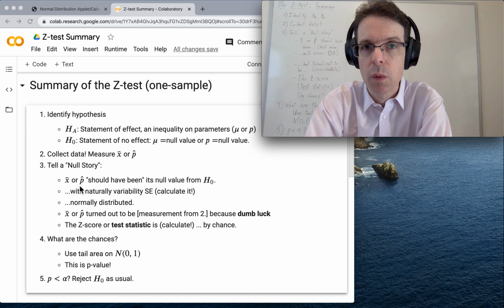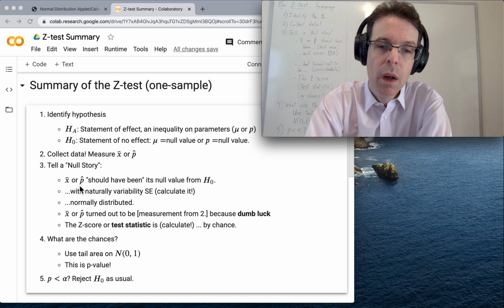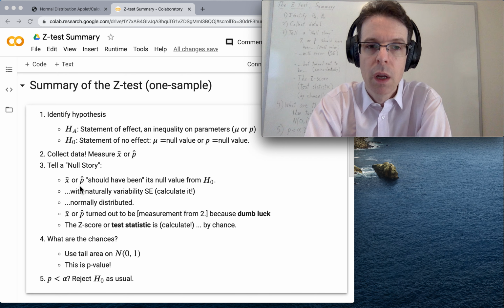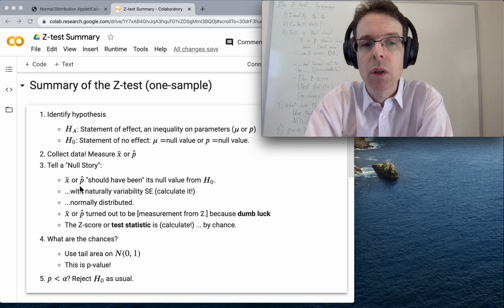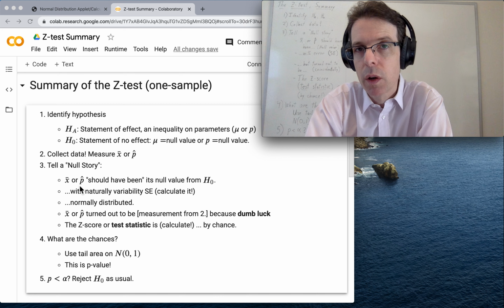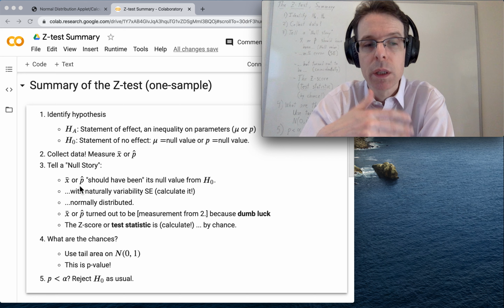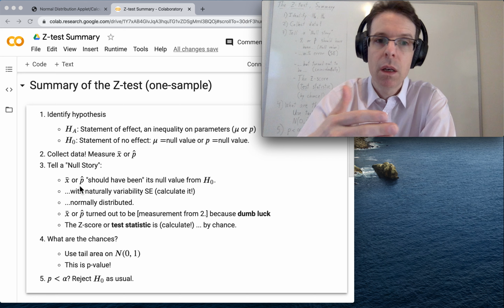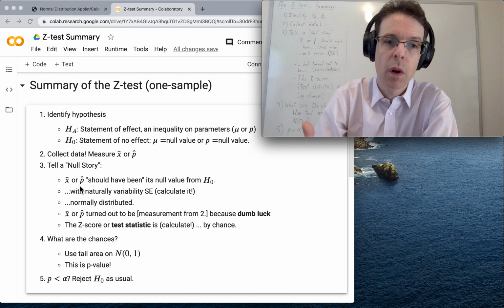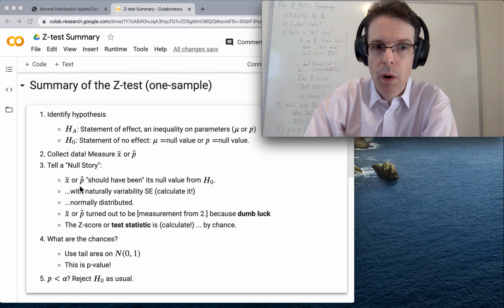That's the standard error. So we can calculate the standard error by one of the two main formulas for standard error, one for the mean and one for the proportion. So if we understand that it should have been approximately the null value and that it's also going to exhibit some natural variability, then we should predict that it should be random, that it should be normally distributed with a certain mean given by the null value and a certain variability given by the standard error.